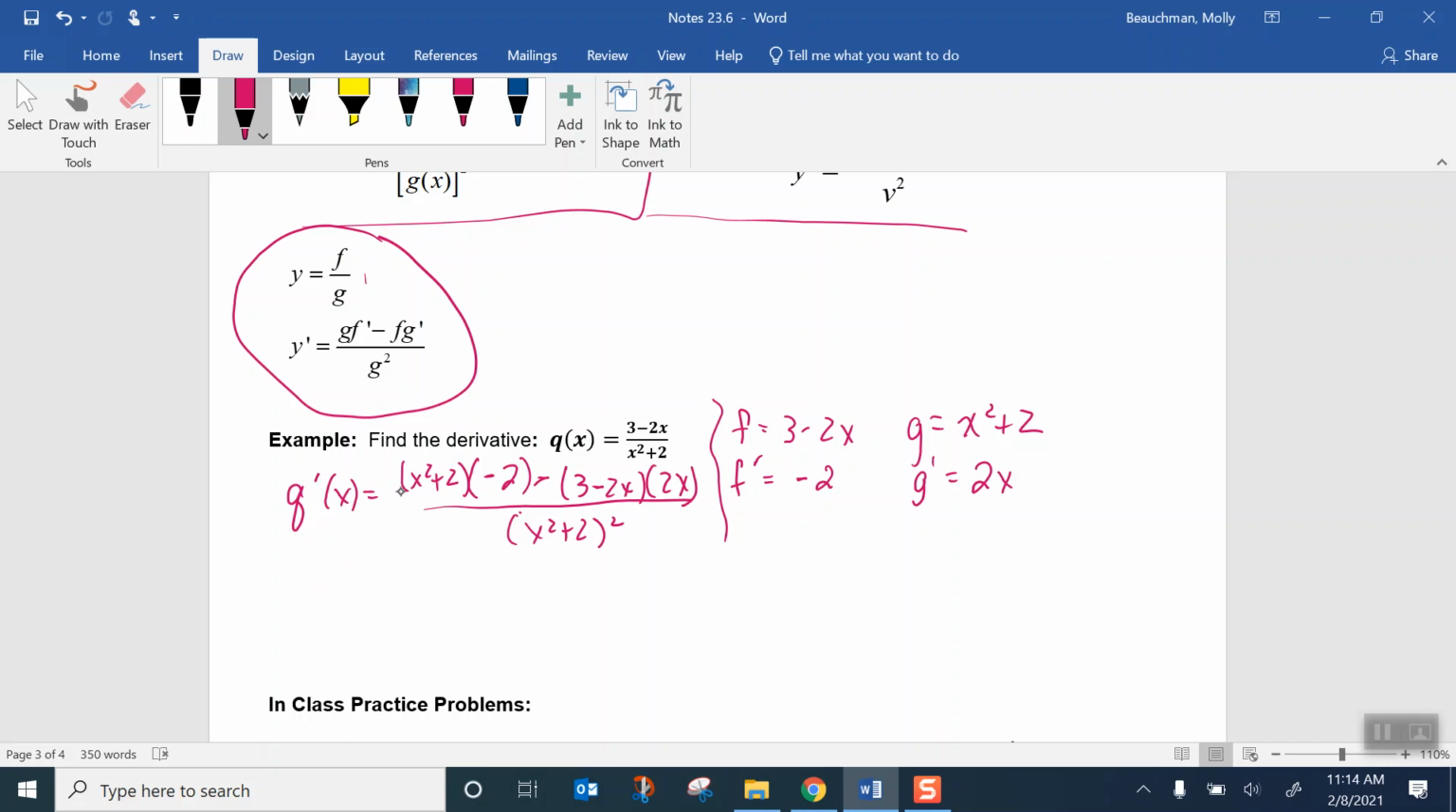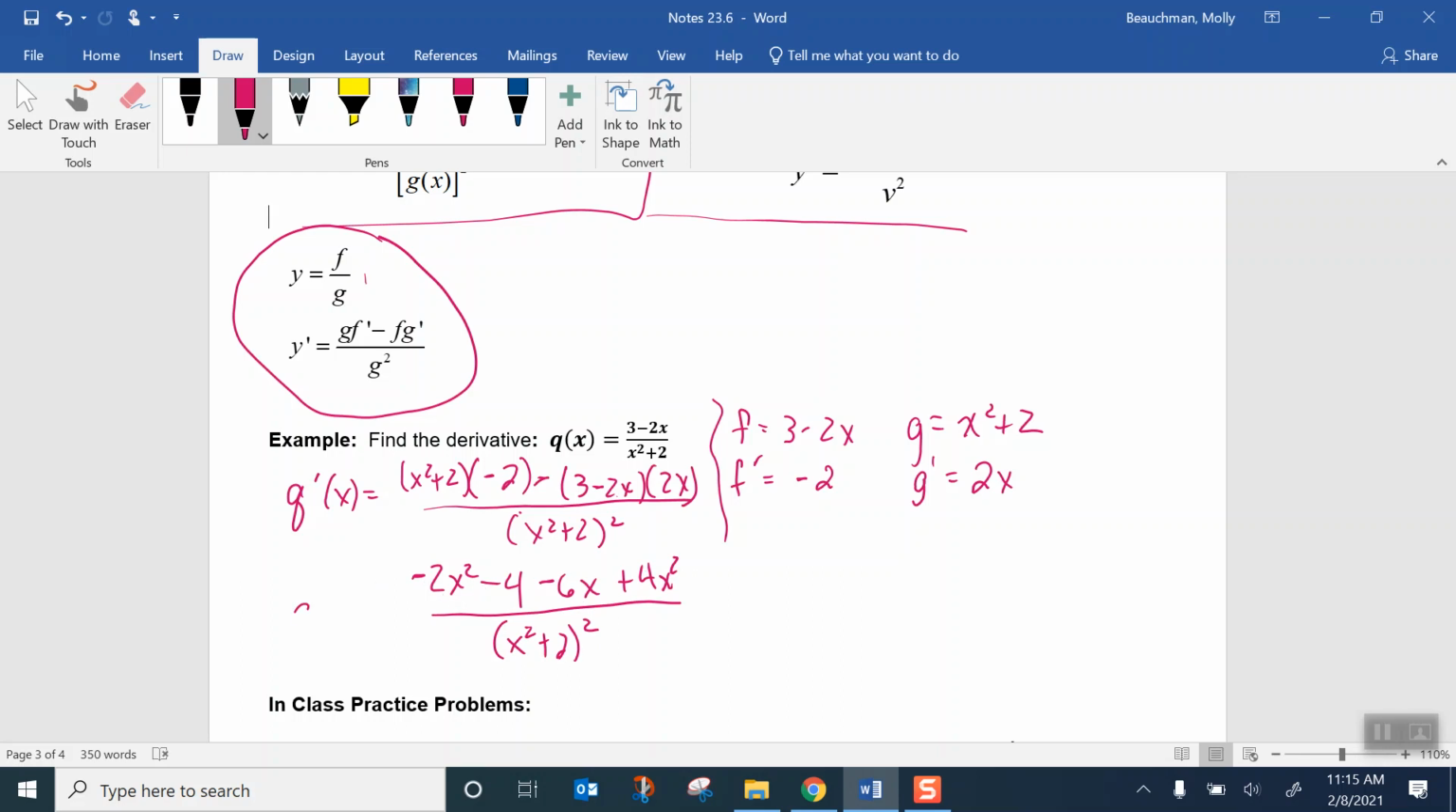To multiply out the numerator, we get negative 2 times x squared is negative 2x squared, minus 4. Careful here, there's a negative, so we're distributing a negative and a 2x. So negative 3 times 2x is negative 6x. Distribute the negative, and we get a positive 2 times 2x, which is plus 4x squared. That's still over the denominator of x squared plus 2, squared.